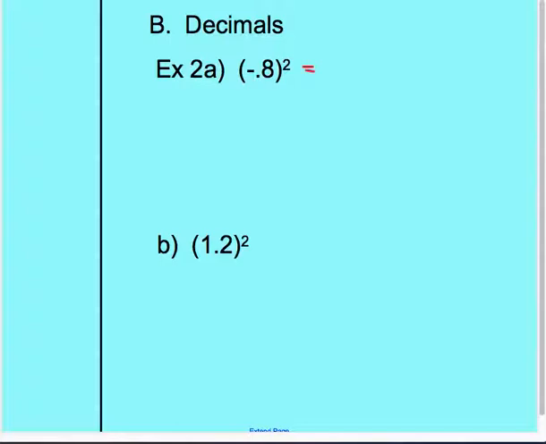Remember what it means to square something. It means to multiply it by itself. So we have 8 tenths times 8 tenths. So thinking about this with number sense, first of all, a negative times a negative is positive. So anytime you square something, your answer will be positive. And then 8 times 8 is 64, so we just need to figure out where our decimal place goes.